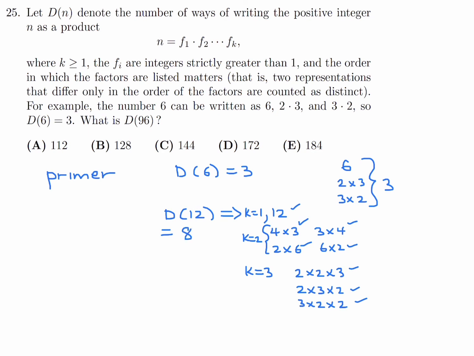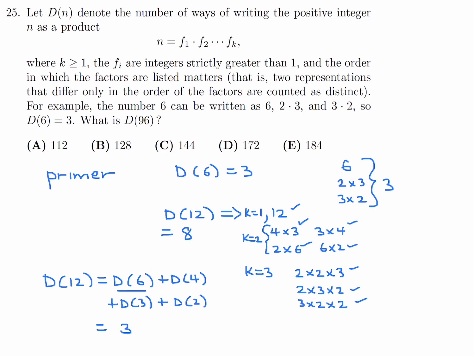Now, when you fiddle around with this, you hopefully will be able to conclude that D(12) can be represented as the sum of the D's of its factors. So D(6), what are the factors of 12? 6, 4, 3, 2. Right? 1 they don't want because they want f1 to be greater than 1. Okay, no problem.